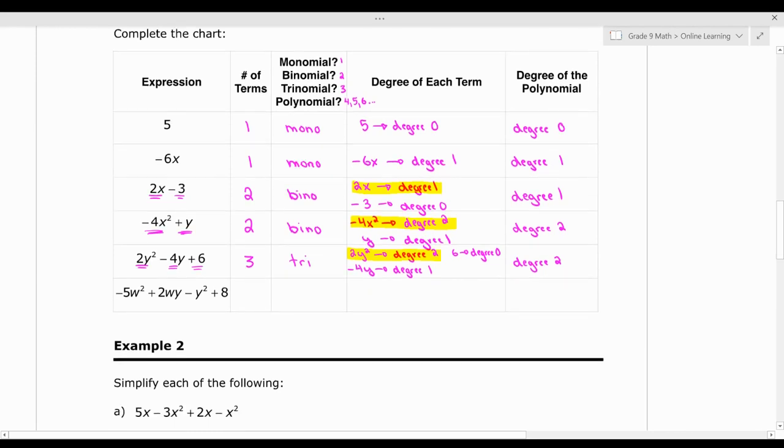And then very last one for the chart, so I'm going to count. So there is 1, 2, 3, 4 terms. So this is 4 terms. Okay, so it's not a monomial, not a binomial, not a trinomial. So for now, we will just call it a polynomial. And then I'll list all the degrees.